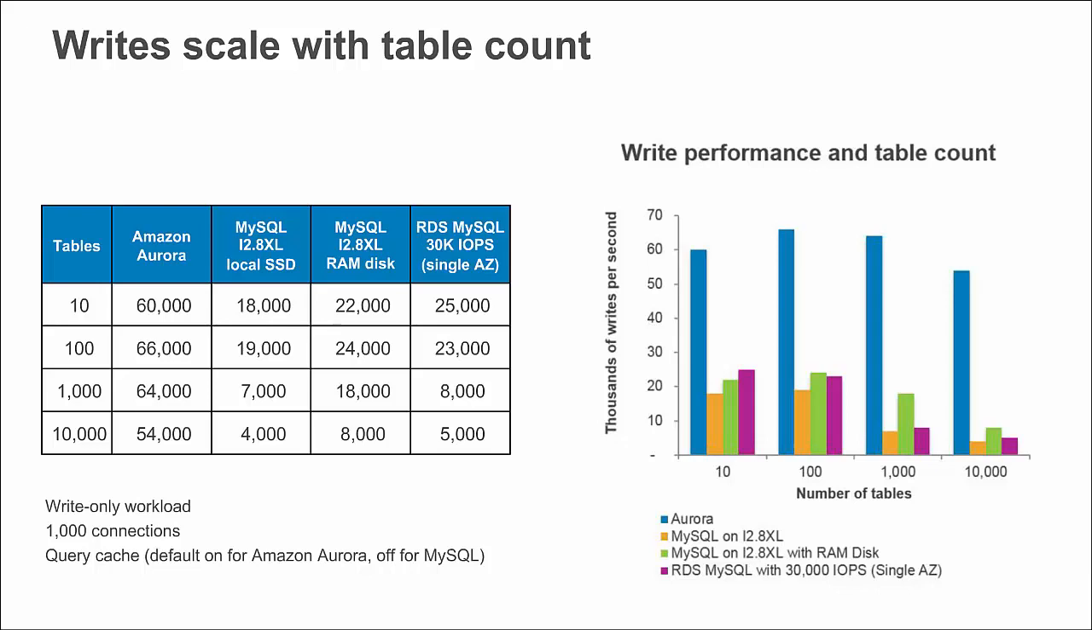And when you go from there to 10 times the number of tables, again a large number, 10,000 tables, in Aurora it goes from 64,000 to 54,000, which is about 15%. And for MySQL, whether it is RDS or EC2, you can see again another substantial decrease of about 50%.